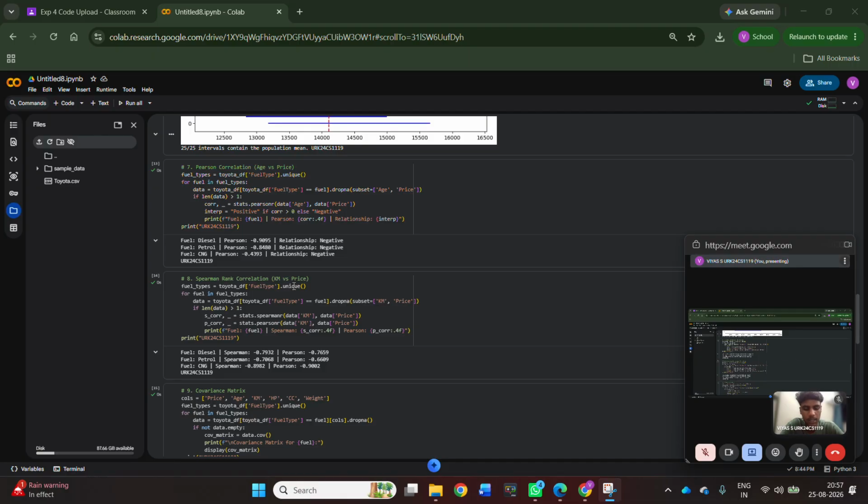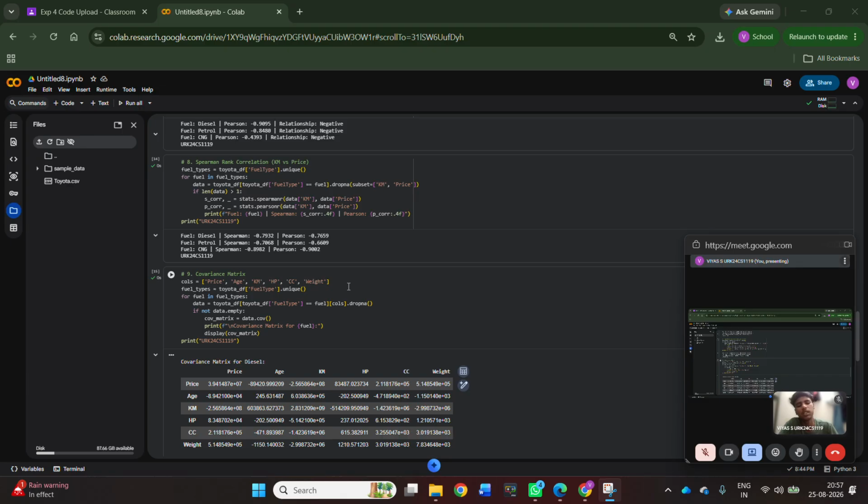The eighth one is about Spearman rank correlation, Km versus price. Spearman correlation is based on the rank or order of values. It is useful when the relationship may not be perfectly linear. Here, Km and price are compared. So, Spearman calculates the Spearman correlation, and the code also calculates the Pearson correlation for comparison. Here's the output for the eighth one.